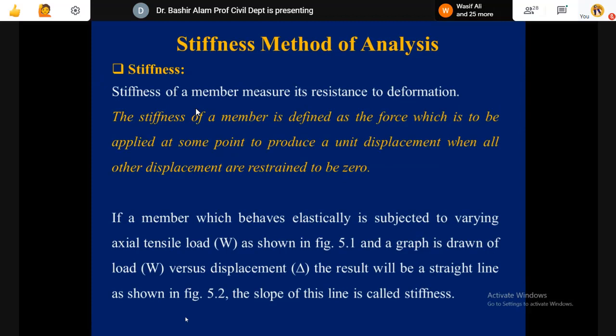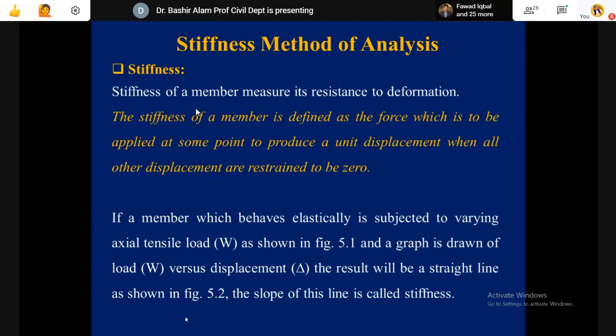Stiffness, what is the definition of the stiffness? Stiffness of a member measures its resistance to deformation, how stiff it is. And what is its definition? The stiffness of a member is defined as the force which is required to be applied at some point to produce a unit displacement. Force required to produce unit deformation when all other displacements are restrained to be zero. So this is the force required to produce unit deformation.